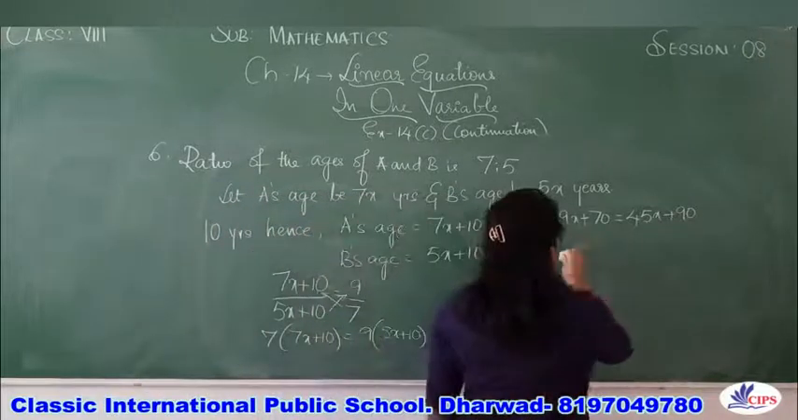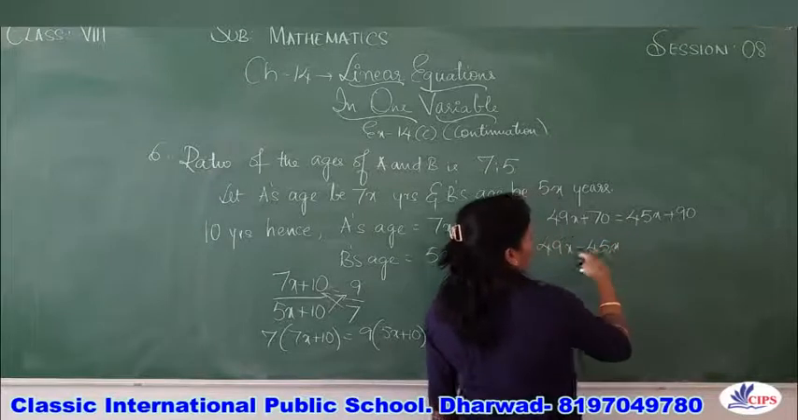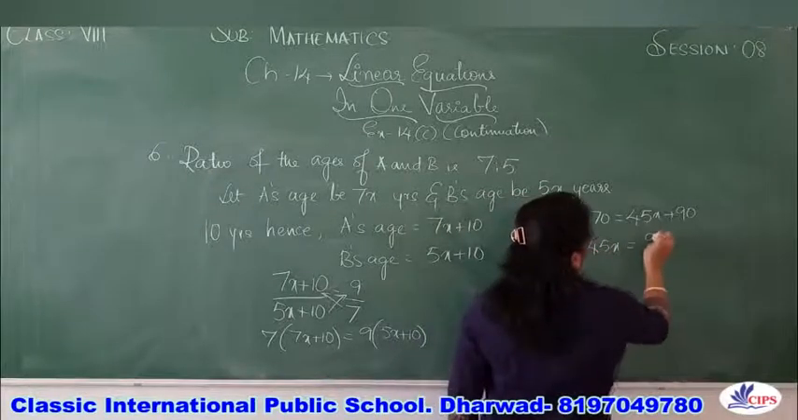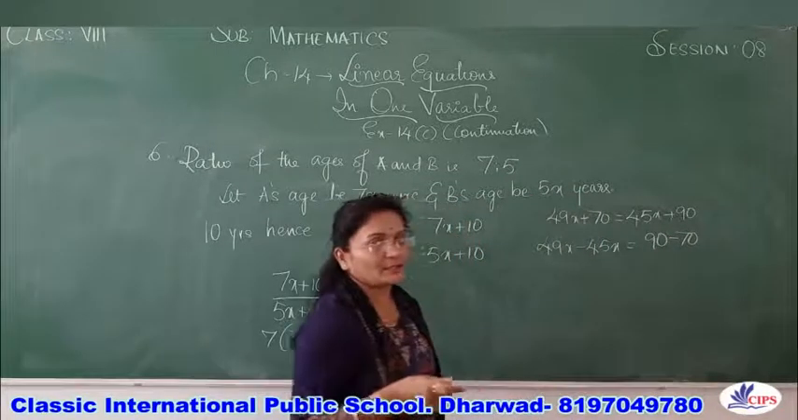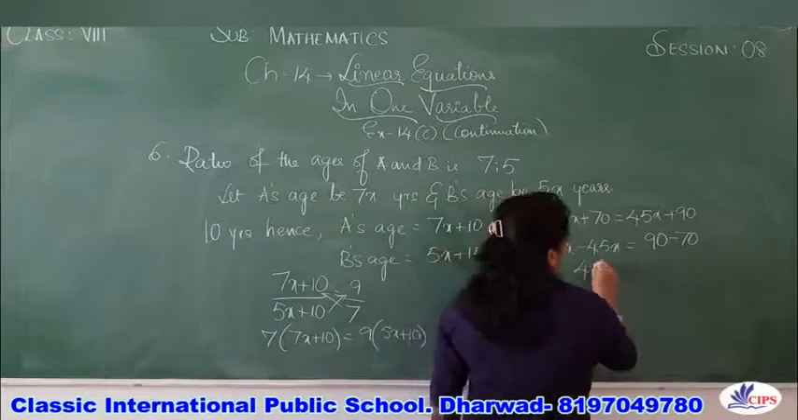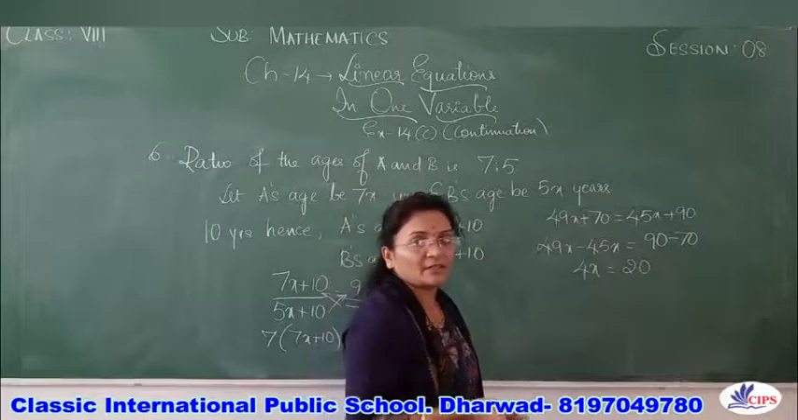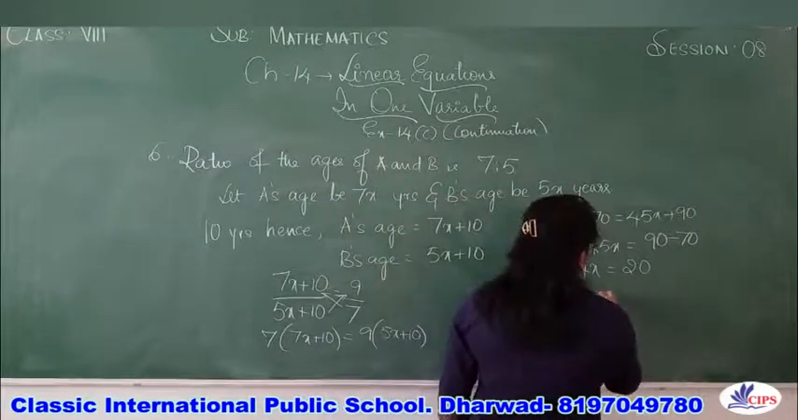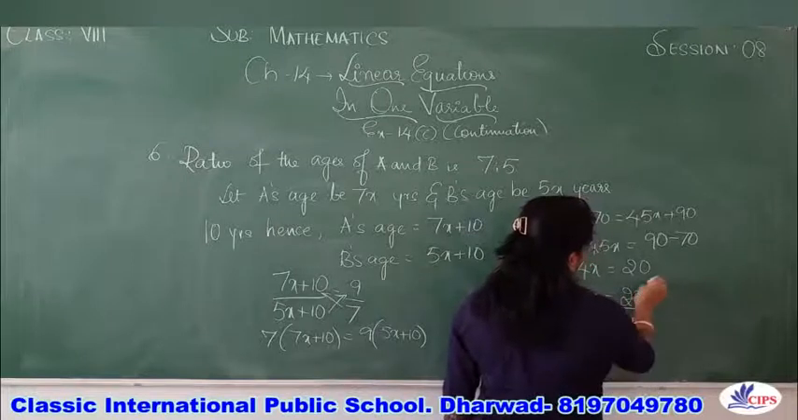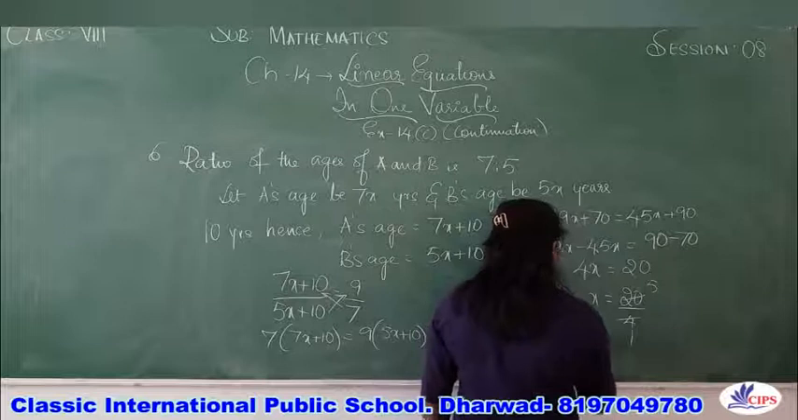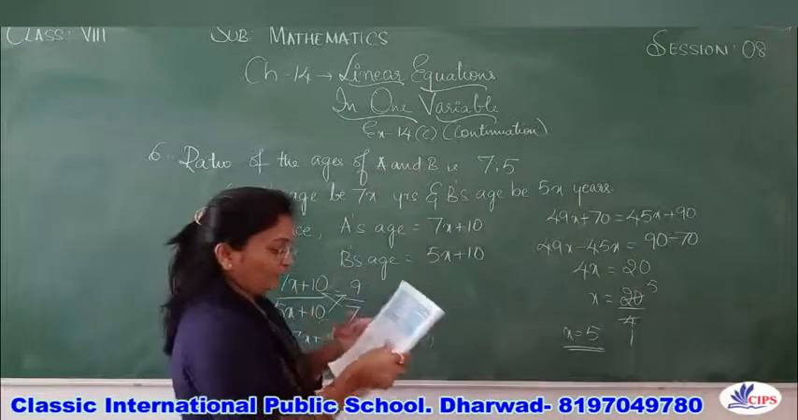Now let us solve. So here we have got 49x minus 45x, because 45x I have shifted here, it becomes minus 45x, and here we have got 90 minus 70. So what is 49x minus 45x? It's 4x, and here we have got the difference 20. 90 minus 70 is 20. Now we will take the x value. x value is 20 divided by 4. So 4 ones are 4, 4 fives are 20. Therefore x value is 5.